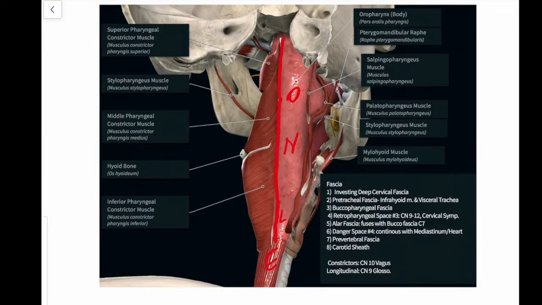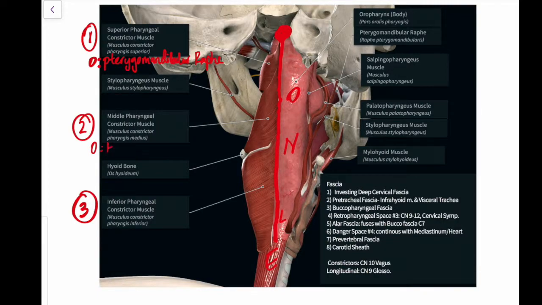So that's what you're seeing with the arteries and nerves as well. If we look at the left side, we have three constrictor muscles: superior constrictor, middle constrictor, and inferior constrictor. Superior constrictor originates in the pterygomandibular raphe and will join the pharyngeal tubercle up top here.